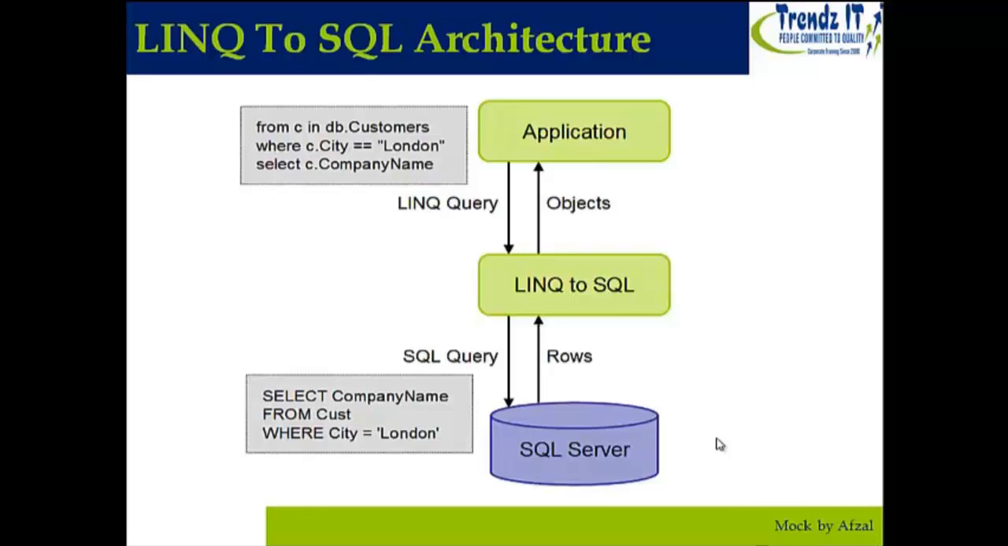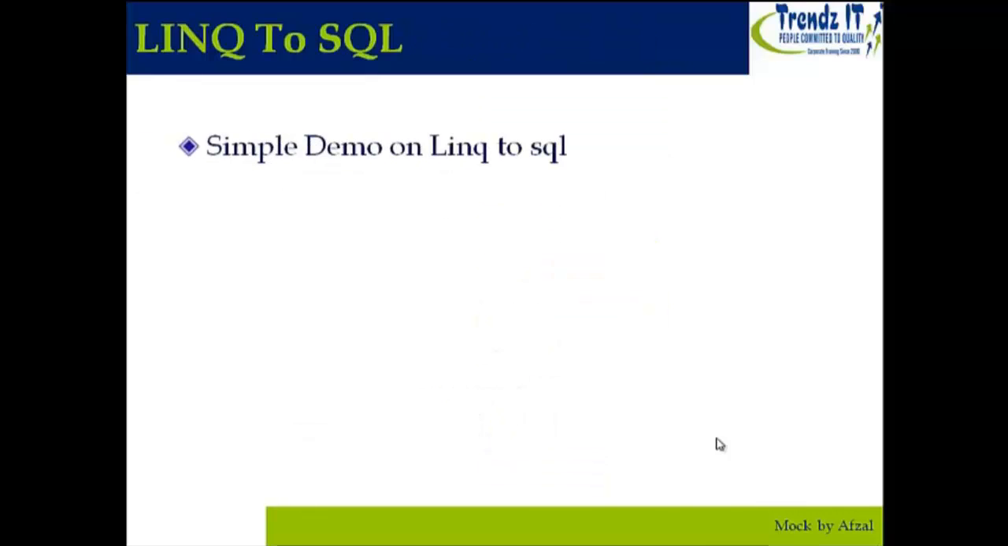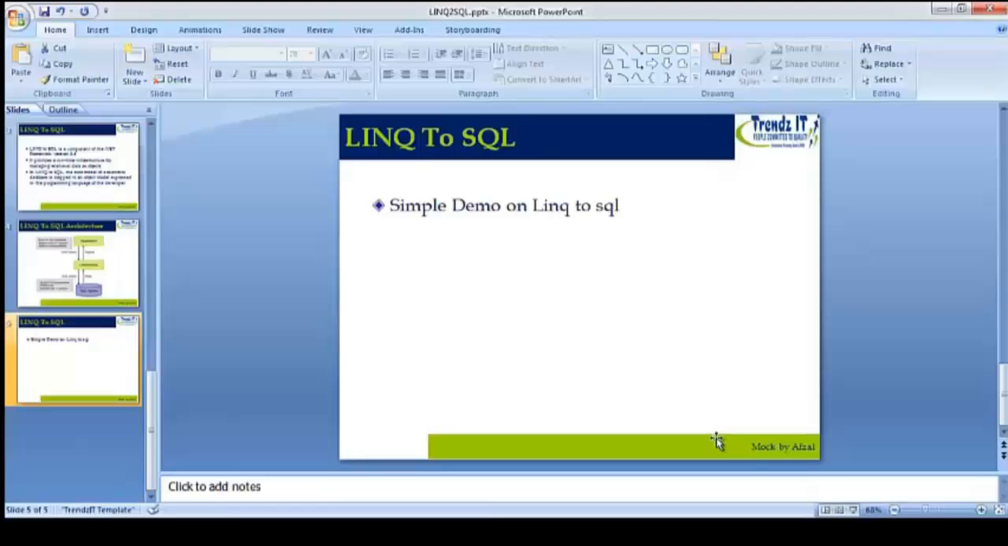When the application runs, LINQ To SQL translates the language integrated queries in the object model into SQL queries and sends them to the database for execution. When the database returns the results, LINQ To SQL translates them back to objects that you can work with in your own programming language. LINQ To SQL supports transactions, views, stored procedures, and user-defined functions. Let's see a simple demo of how to use LINQ To SQL in .NET applications.